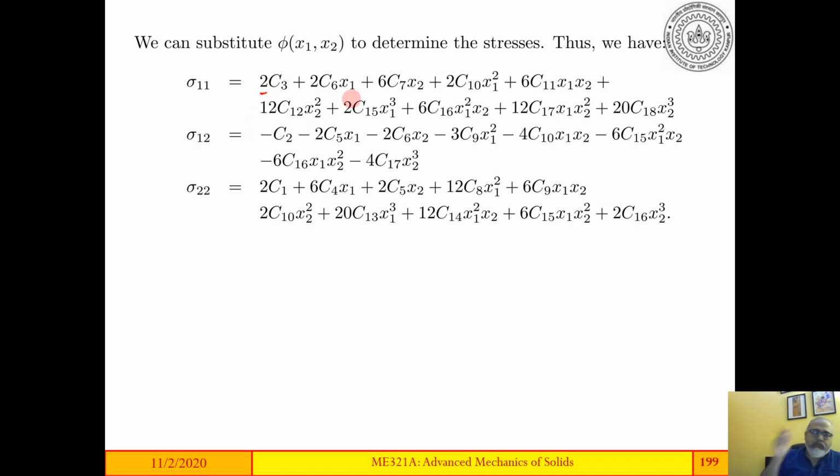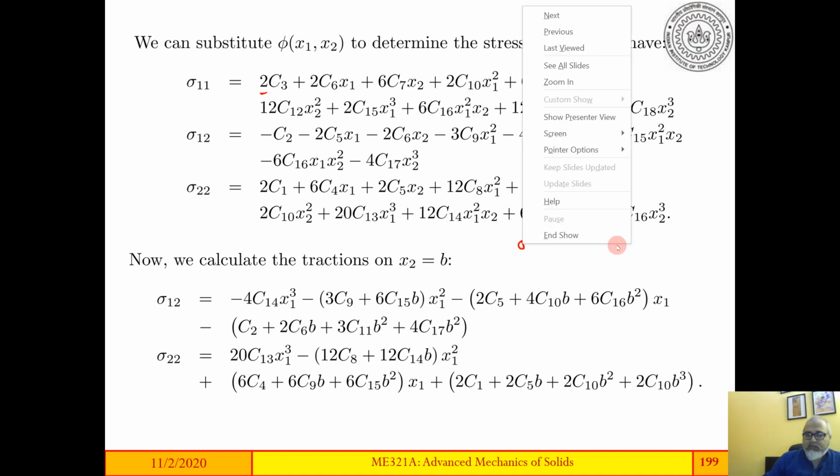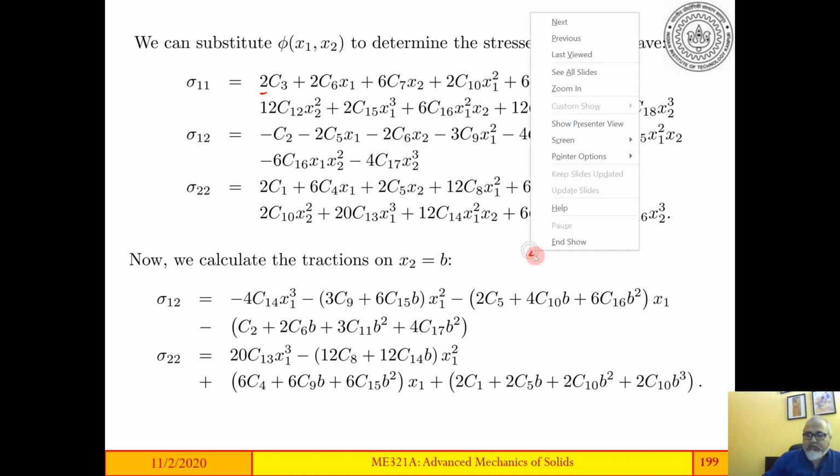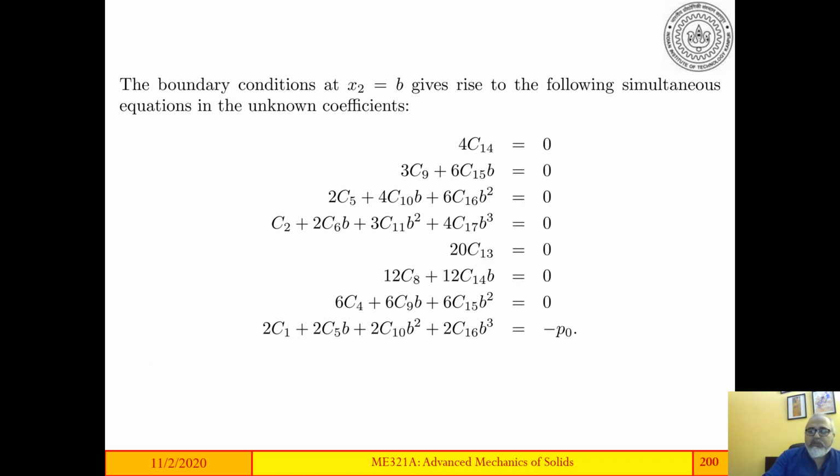Okay. So now, once you have done this, let us apply the boundary conditions. What do we know? We know that on x2 equal to b, that is the top face, I have sigma 2 equal to minus p naught, and sigma 1 equal to 0. So I have sigma 1 and sigma 2 at x2 equal to b, and I set them equal to 0 and minus p naught.